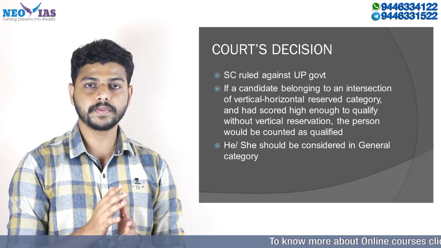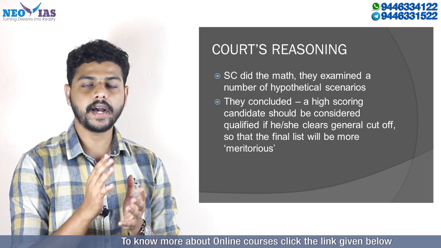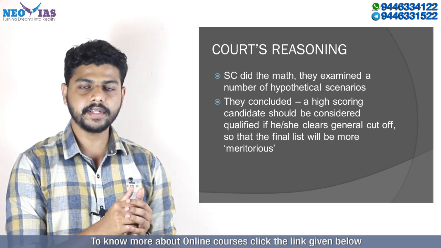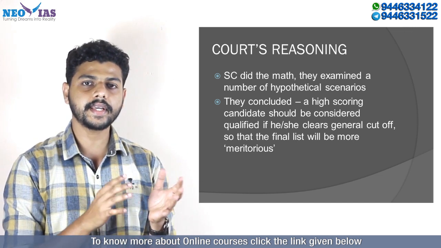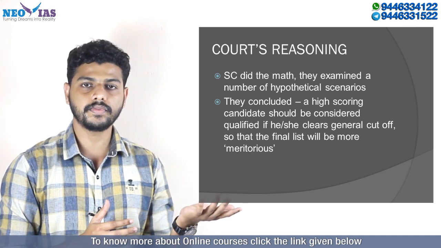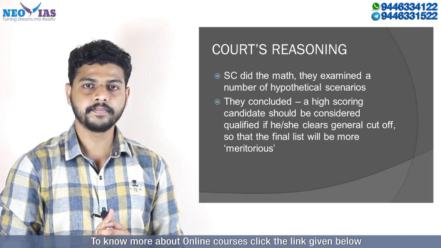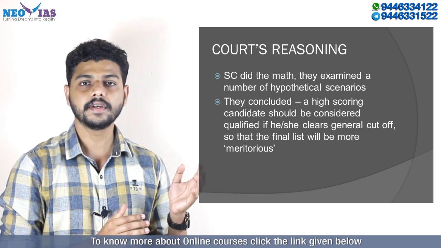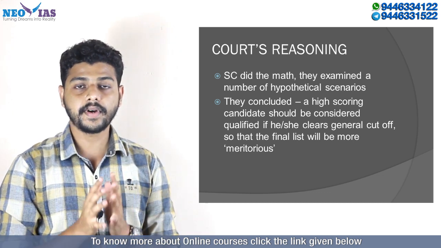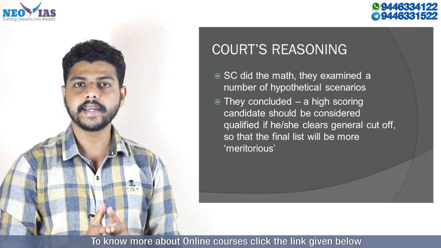What was the Supreme Court's reasoning in this case? The Supreme Court did the math. They examined a number of hypothetical situations and came to a conclusion that if the government is restricting and containing the candidates to their particular categories only, candidates like Sonam Toma who had secured higher marks will get knocked off. So the Supreme Court's observation was, if such a policy is being practiced, the final list will have candidates with lower scores. So if a candidate is allowed to drop one of her categories, the final list will have candidates with higher marks, which we can say is a meritorious list.